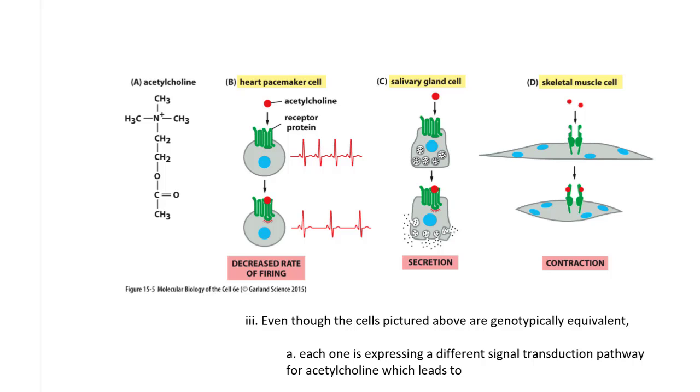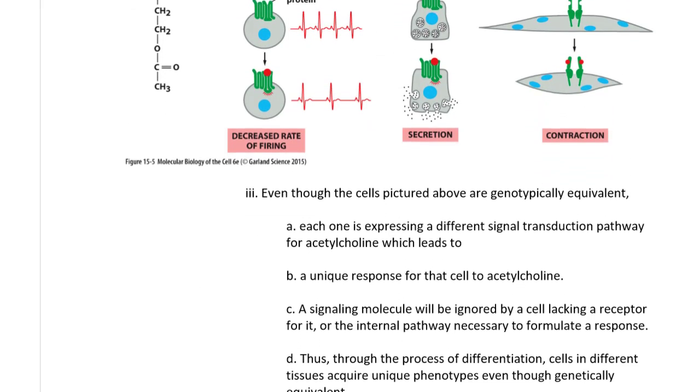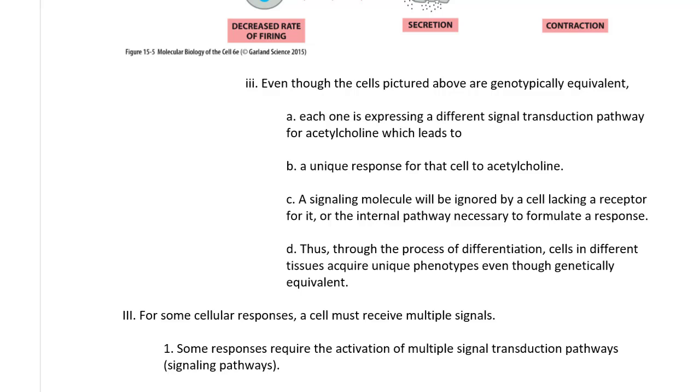And why is this the case? Well, this goes back to differentiation. Even though these cells in a single organism will be genotypically equivalent, because of their differentiated status, their response to the signaling molecule will be completely different. Even though the cells pictured above are genotypically equivalent, each one is expressing different signal transduction pathways for acetylcholine, which leads to a unique response for that cell to acetylcholine. A signaling molecule will be ignored by cells lacking a receptor for it, or the internal pathway necessary to formulate a response. Thus, through the process of differentiation, cells in different tissue acquire unique phenotypes even though genetically equivalent.